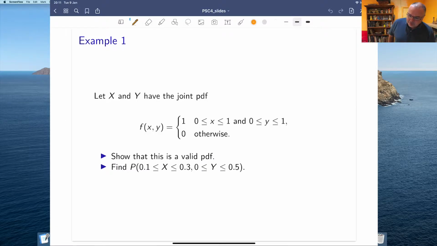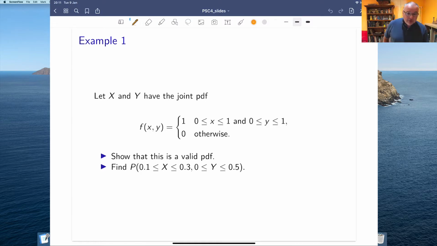So let's do our first example, example 1. So we've got x and y, and they have a joint probability density function, which is basically 1 for x between 0 and 1, and y between 0 and 1, and 0 otherwise. We need to show that this is a valid PDF, and then we're going to calculate that probability.